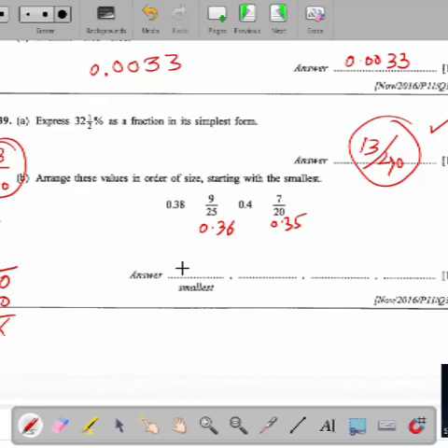So how to write from the smallest one? That is 7 by 20 because it is 0.35. After that, 0.36 means that is 9 by 25. After that, 0.38. And in the last, there is 0.40 or 4 over 10.